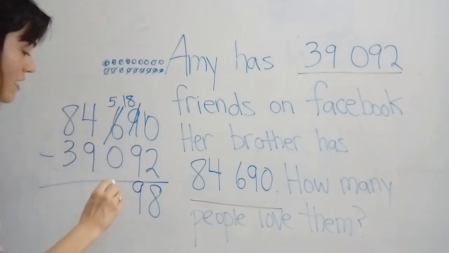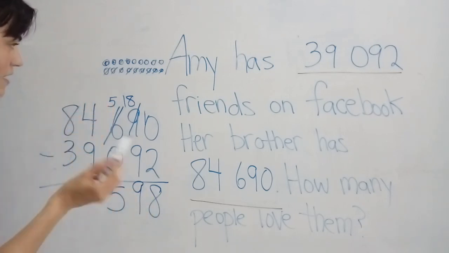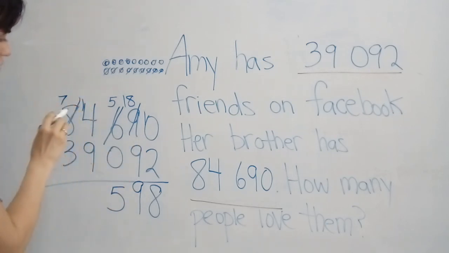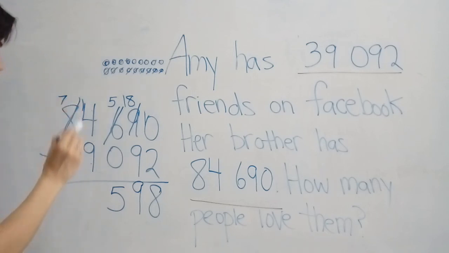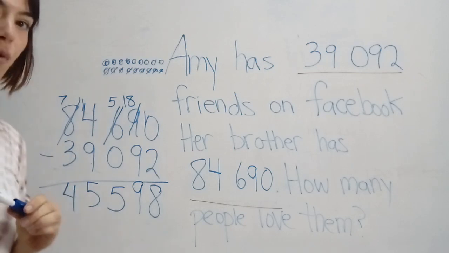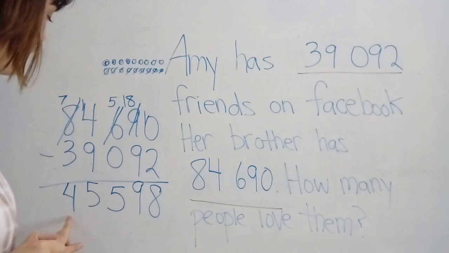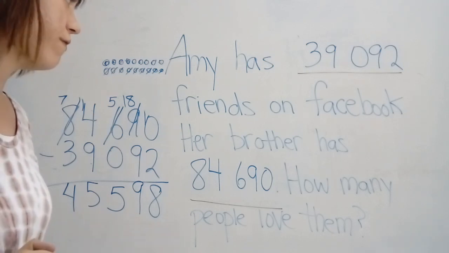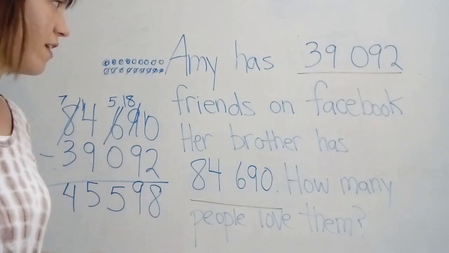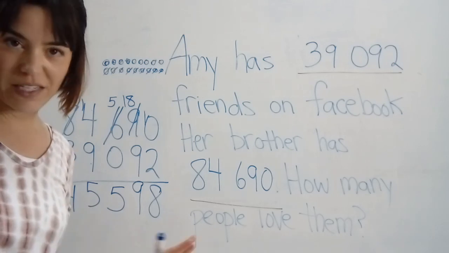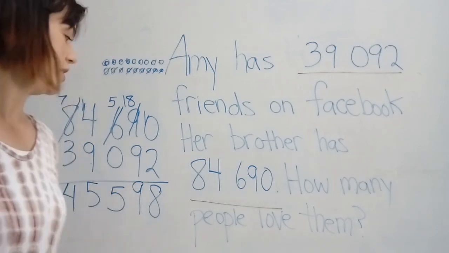5 minus 0 is 5. 4 minus 9, we have to borrow again. 8 becomes 7. 4 becomes 14. 14 minus 9 is 5. 7 minus 3 is 4. And the way I say this in a sentence is 45,598 more people are friends with Amy's brother than are friends with her on Facebook. And any way you want to say that, if it makes sense, it's going to be right.